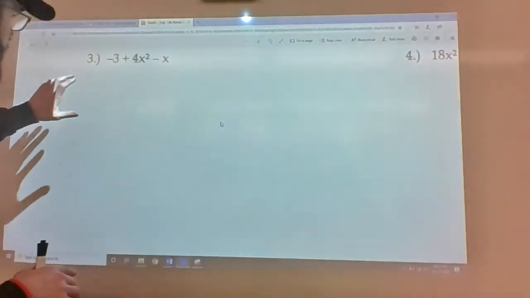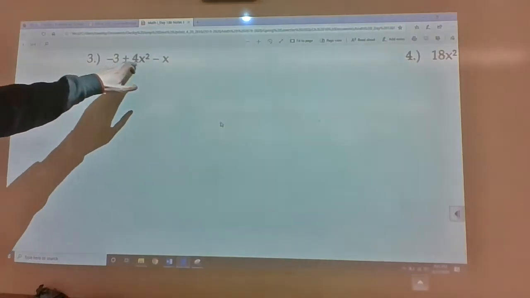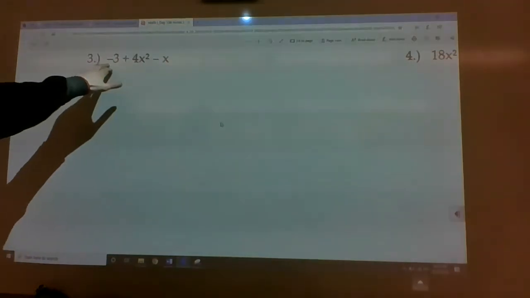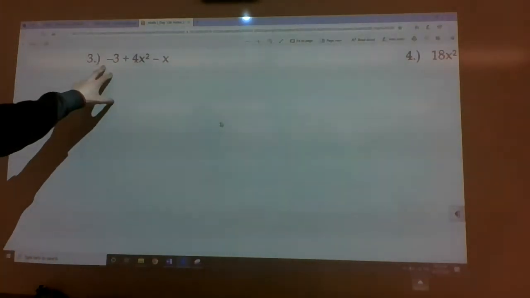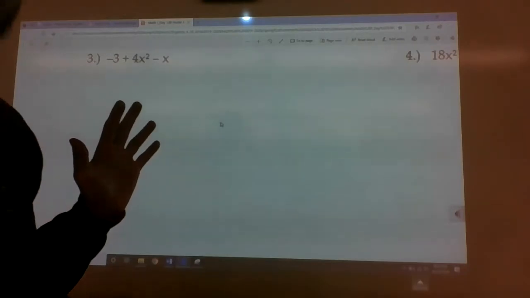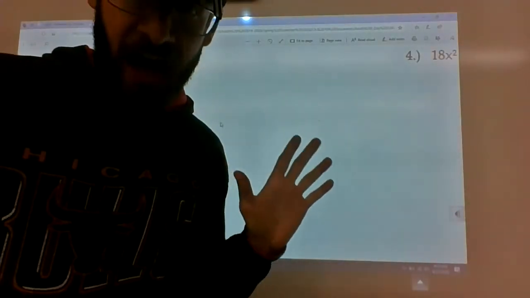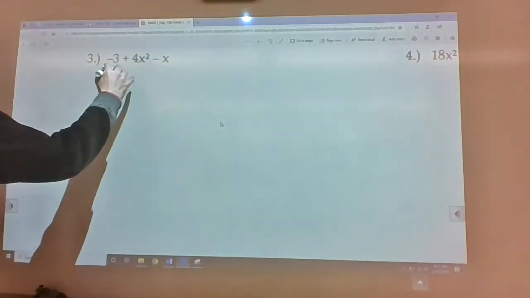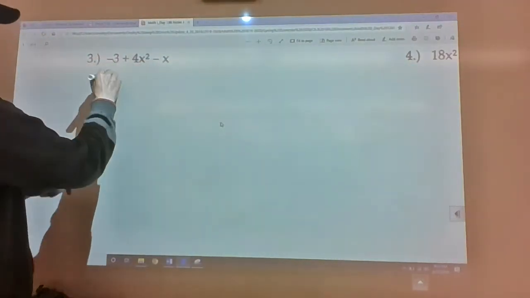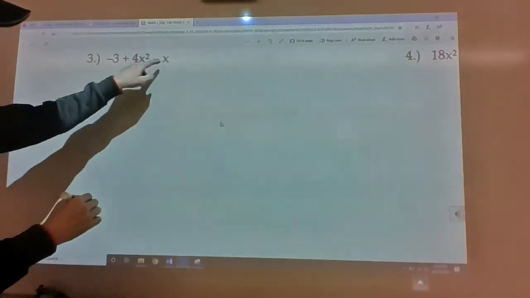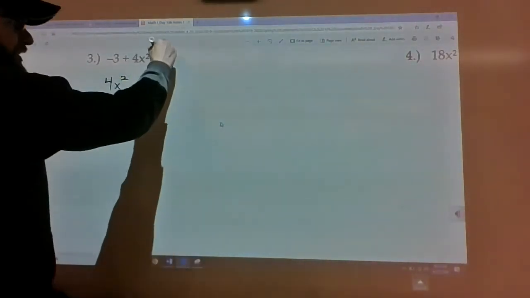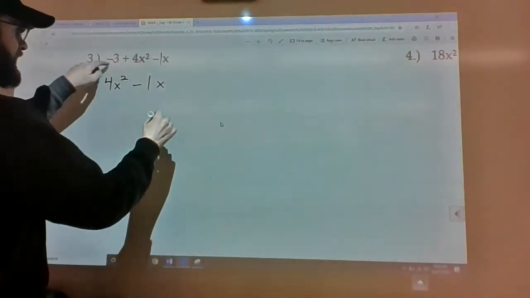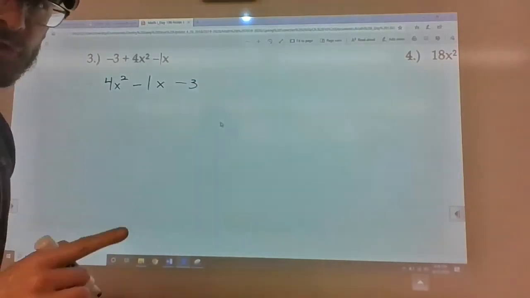So when you look at number 3, negative 3 plus 4x squared minus x. The first thing I want to do here is rewrite this polynomial in standard form. If I try to go any further without putting it in standard form, things will not go well. Standard form all the way. So standard form is I need the x squared term first, then the x term, which I'm going to put a coefficient in front. Negative x is negative 1x. And then minus 3. Make sure you do that first.